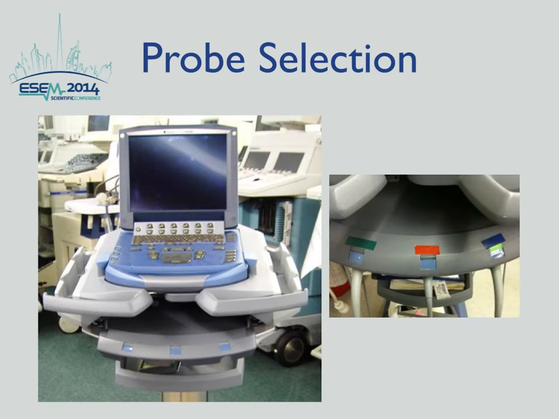The second is probe selection. Every ultrasound machine has a different number of probes that are available, and this is an example of the Sonosite, and you will find they have 3 different probes that are attached to one machine. In order to select the probe, you click on the button corresponding to that probe. Otherwise, you will be scanning the patient, but you won't be getting any images if you don't select the appropriate probe.